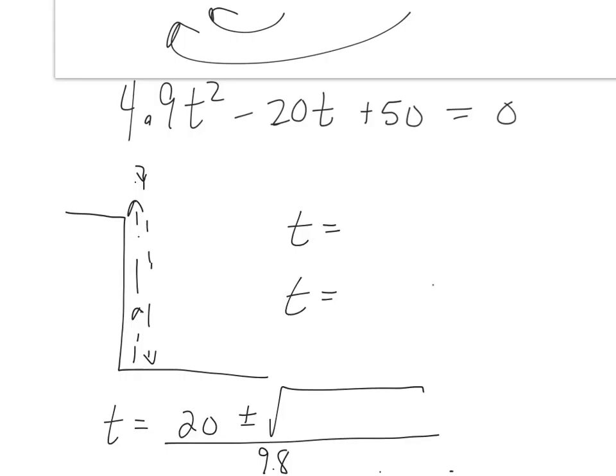What does your radicand become, by the way? When you do 20 squared minus 4 times a times c, what do you get under the radical? 580. Exactly 580? Yes? No? Underneath the radical, did you get 580? Yeah. Yes?